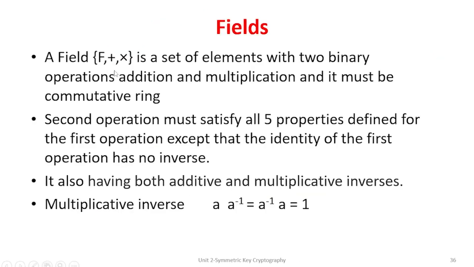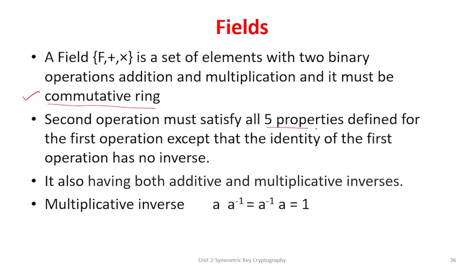Field is denoted with F. So here also 2 sets of binary operations are available. So which commutative rings are fields? All commutative rings are called fields. And here we are taking the second operation, cross, for satisfying the basic 5 properties.